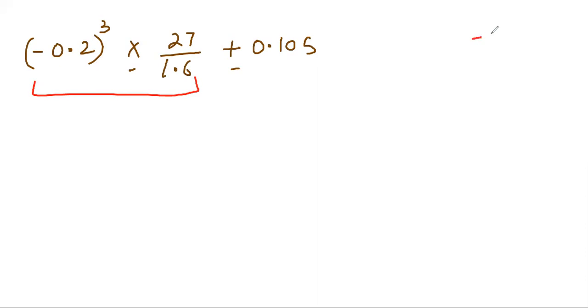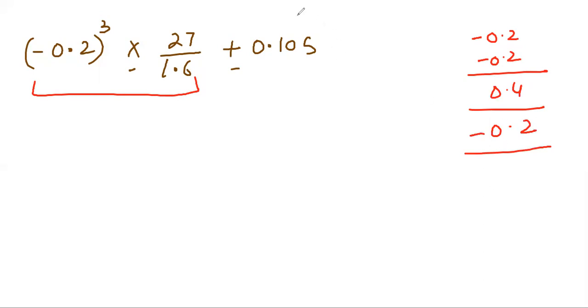Cube means multiplying the number 3 times. So first of all, you're going to multiply 2 times. What answer will you get? 0.2 multiplied by 0.2 is 0.4, and minus minus is plus. Again, we're going to multiply with minus 0.2. What answer will you get? Minus 0.8. So taking the cube of minus 0.2 means the answer you will get is minus 0.8.